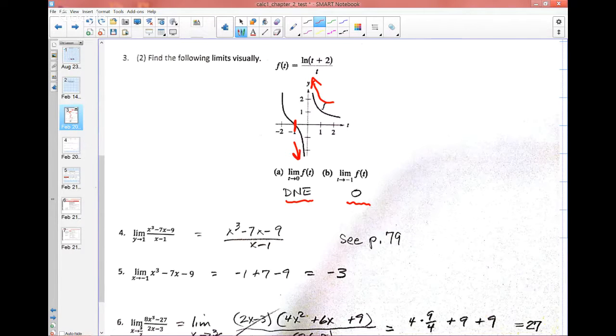Some of you, or at least one of you, put down negative 1 here. Yes, as t approaches negative 1, it approaches negative 1, but what's the limit of the function, the height, as t approaches. So anyway, that was number 3.